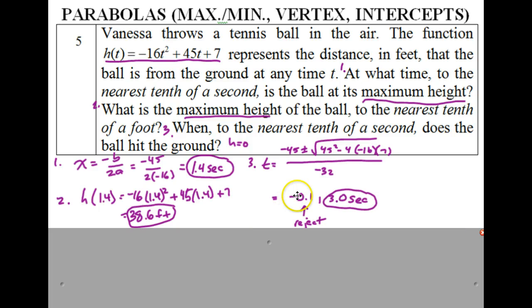Those times are negative 0.1 and 3.0 seconds. Of course, we can't have a negative time. It doesn't make sense in this context. Just 3.0 seconds. Now you should ask yourself, does that make sense? And of course, it's approximately double what it took to get to the maximum height. So that's reasonable.